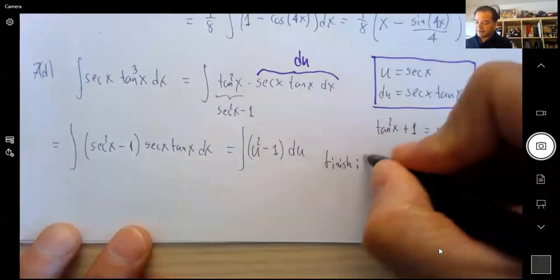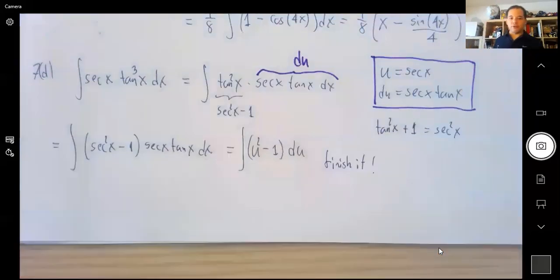We'll leave it here, all right? But that's how you deal with secants and tangents. You either extract a secant tangent or a secant square. All right, let's move it along. So we have plenty of other ones to check.